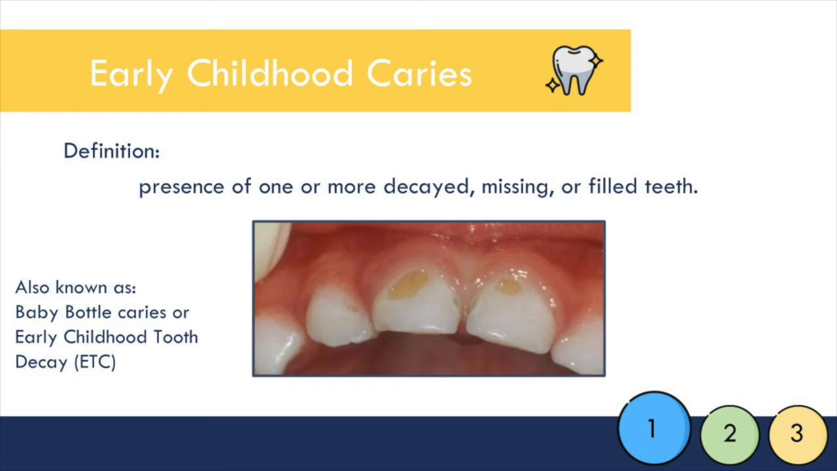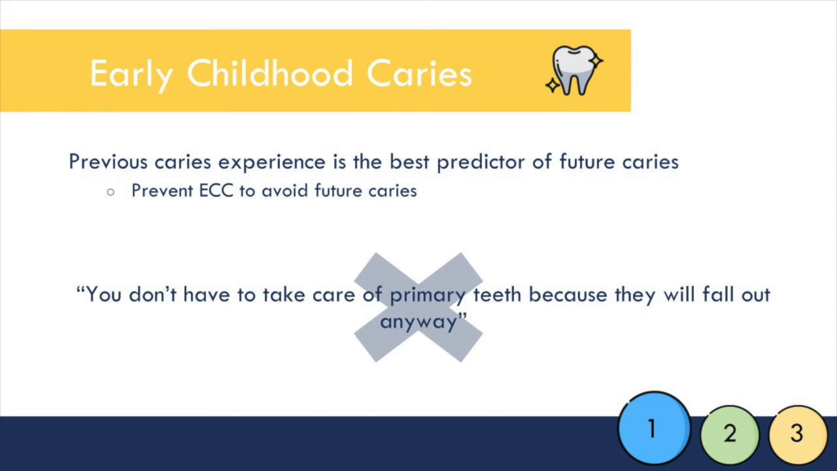This is the presence of 1 or more decayed, missing, or filled teeth, as you can see in the photo. It can also be referred to as baby bottle caries or early childhood tooth decay. There are a few important things to note about caries and early childhood caries. Firstly, previous caries experience is the best predictor of future caries experience. Basically, caries experience as a child can increase risk for caries as an adult.